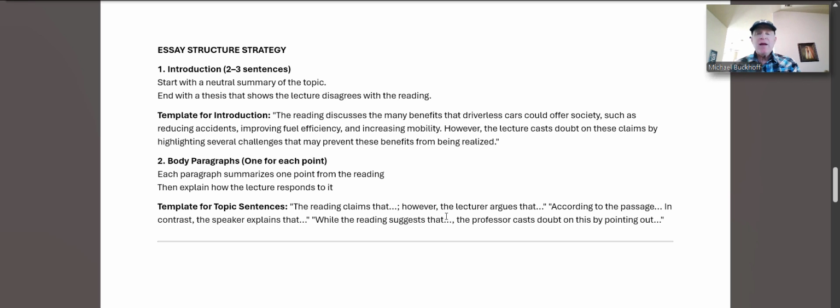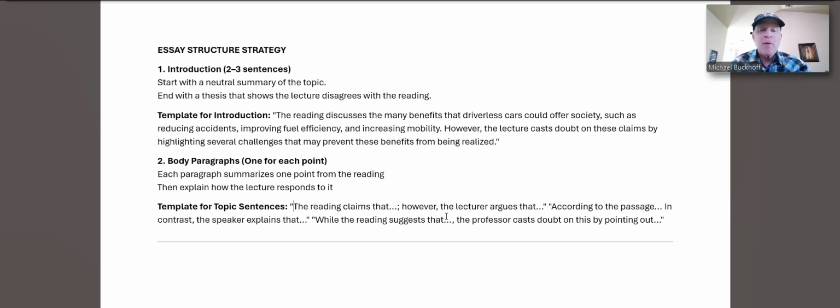So what I'd recommend is that you don't use the same transition word or the same sentence style in each of those body paragraphs. You want to make sure you have a variety of sentences as you're juxtaposing the information from the reading with the information from the lecture.